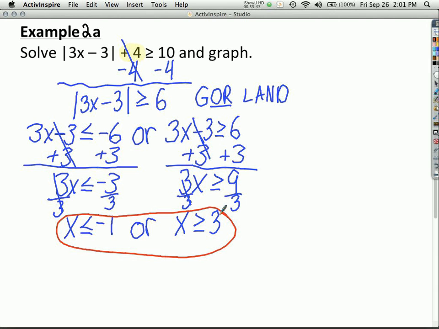Does anyone have any comments or questions on how we did that? I forgot to say or equal to 3. Any comments or questions on this one?